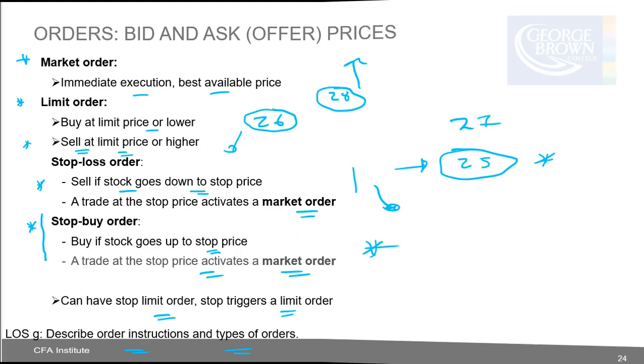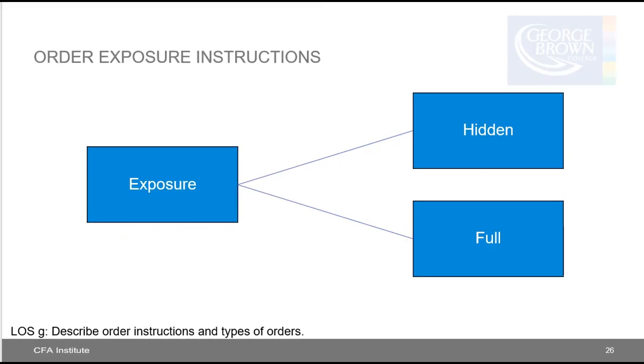That's the key thing. This slide is looking at order exposure instructions. Exposure instructions indicate whether, how, and sometimes to whom an order should be seen. So hidden orders are only seen by the brokers or trading venues that receive them and cannot be seen by other traders until the orders can be filled. Note that there is nothing wrong or unethical about hiding an order. Traders with large orders use hidden orders when they are afraid that other investors might trade against them if they knew that a large order was in the market.